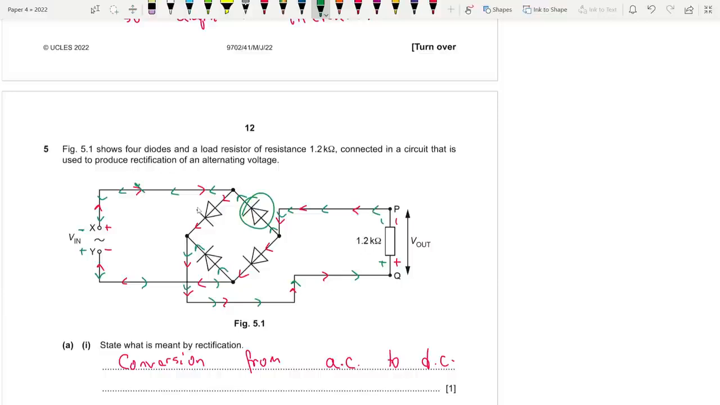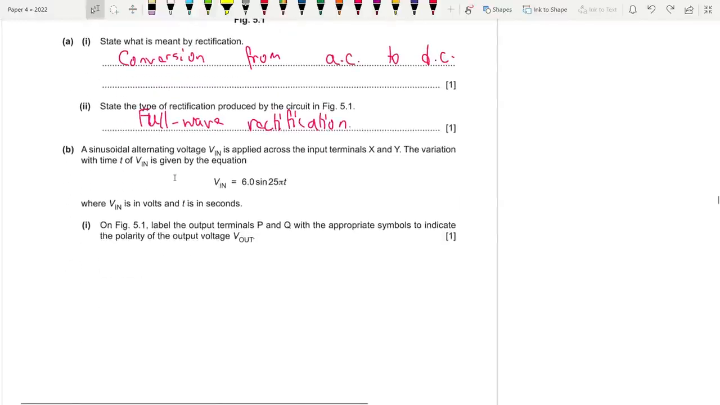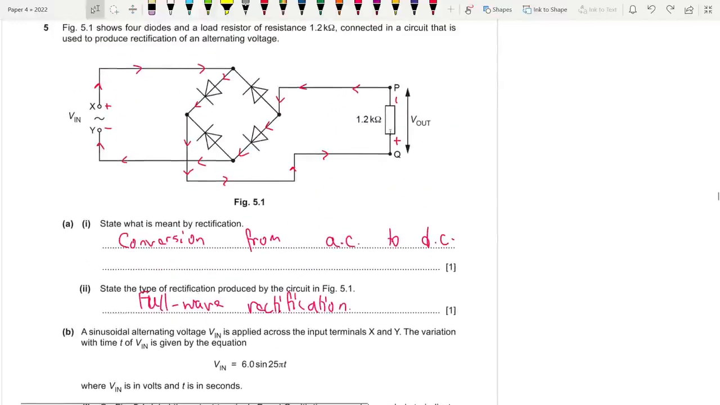So that is the basic logic of full wave rectification, right? And in half wave rectification, we simply use one diode. As a result, we don't get the full sine wave rectified. We only get half of the wave rectified. Okay, so yeah, that's it.